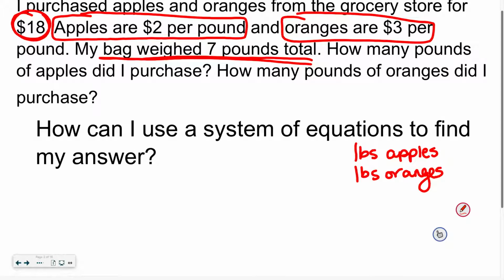How do we want to identify these two unknowns? We need variables first. What variables do we want to use? A for apples. O for oranges. The O is going to look a little weird in some of the equations. Just make sure when you write it, it doesn't look like a 0.